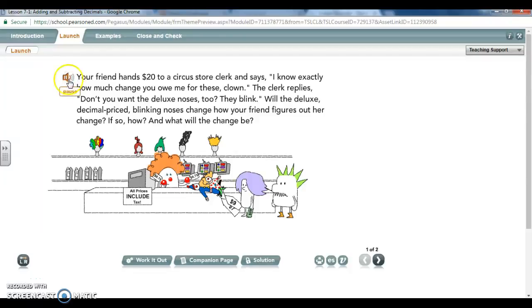Your friend hands $20 to a circus store clerk and says, "I know exactly how much change you owe me for these, clown." The clerk replies, "Don't you want the deluxe noses too?" They blink. Will the deluxe decimal-priced blinking noses change how your friend figures out her change? If so, how? And what will the change be?